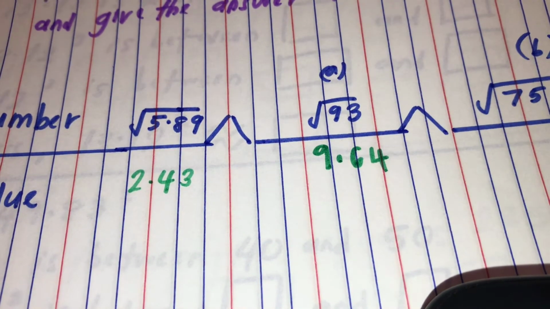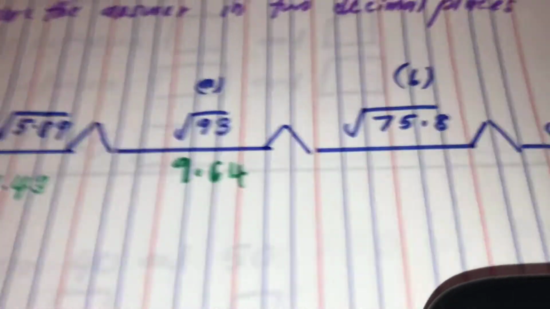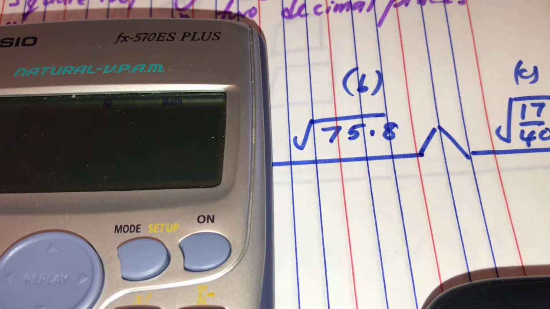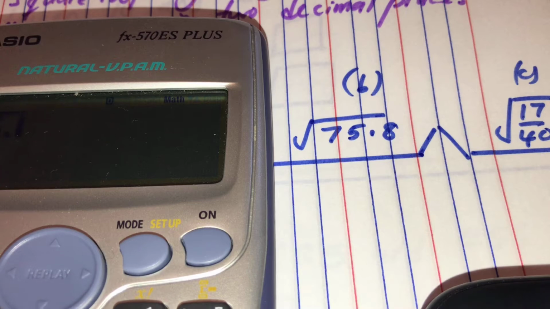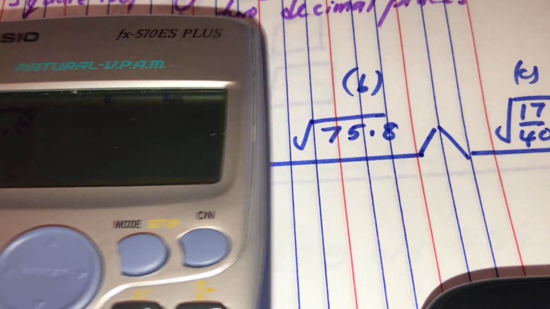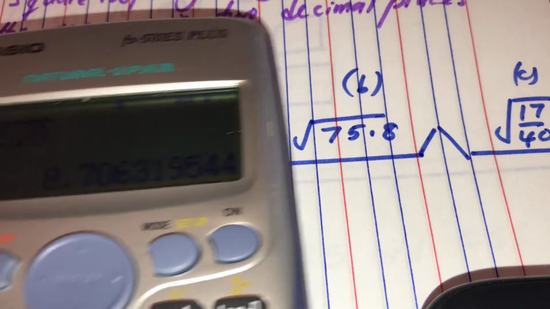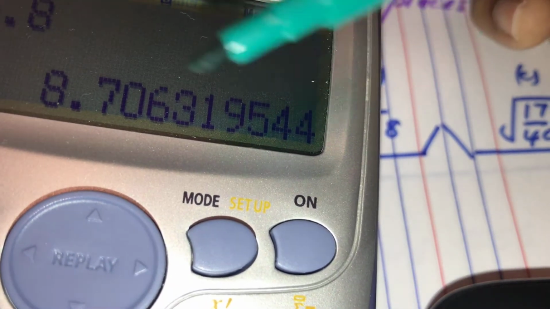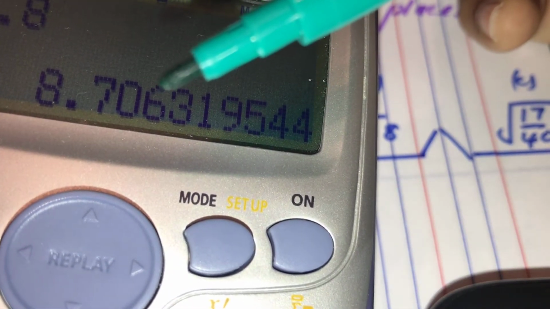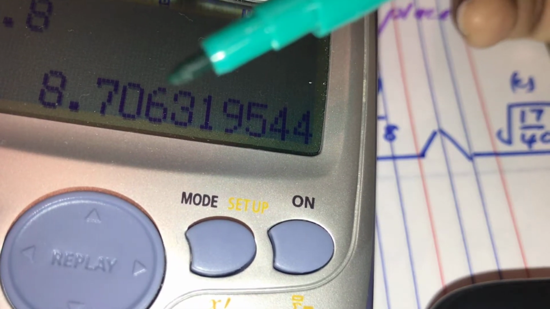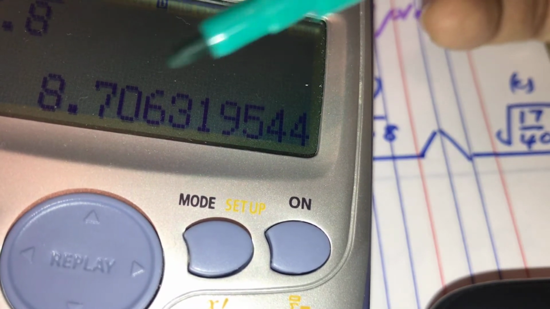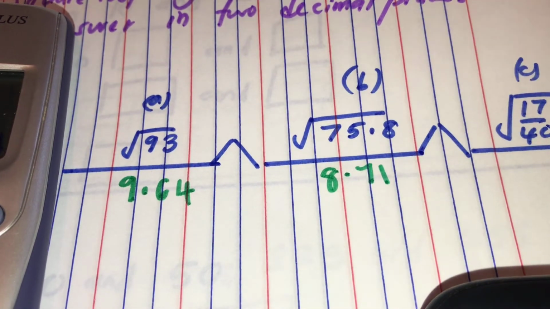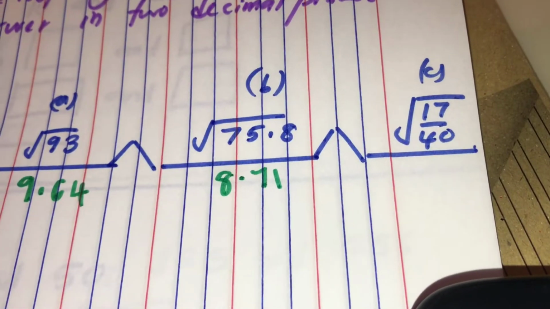Next, square root of 75.8. Press your calculator, square root of 75.8, and you will get 8.7 and so on. Here, besides 0, 6, this value is more than 5, so you must add 1 here. So 8.71. One more, square root of 17 over 40.